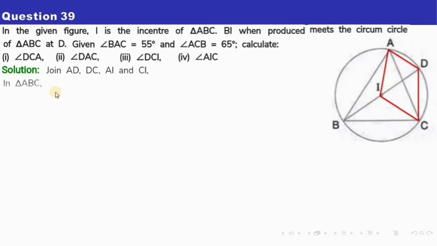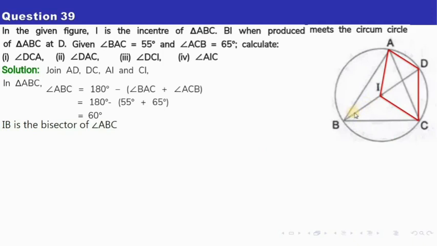Now in triangle ABC, this angle and this angle are given, so definitely we will be able to find angle ABC. Angle ABC equals 180 minus this angle and minus this angle. BAC is 55 and ACB is 65, so if I put the values, angle ABC turns out to be 60 degrees. As I said earlier, IB is the bisector of angle ABC, so ABD and CBD will be exactly equal to each other. ABD equals half of ABC, because it is a bisector, and half of 60 is 30. So ABD turns out to be 30 degrees.